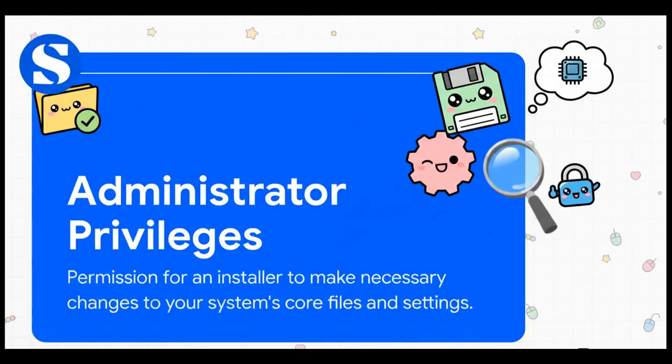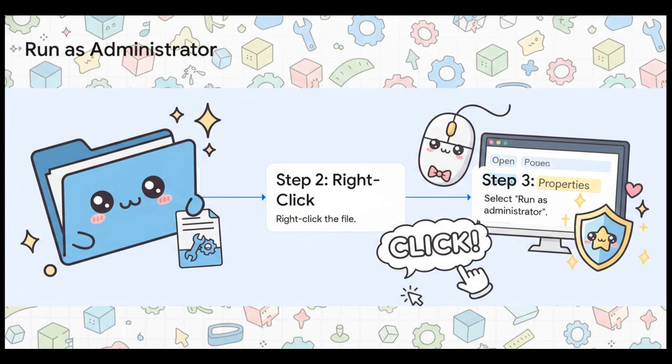Okay, so this is probably the single most important thing to know before you even click anything. We're talking about administrator privileges. SolidWorks has to dig deep into your system and make some core changes. Without giving it the right permission, the installation is pretty much guaranteed to fail. And look, it's super simple to do.